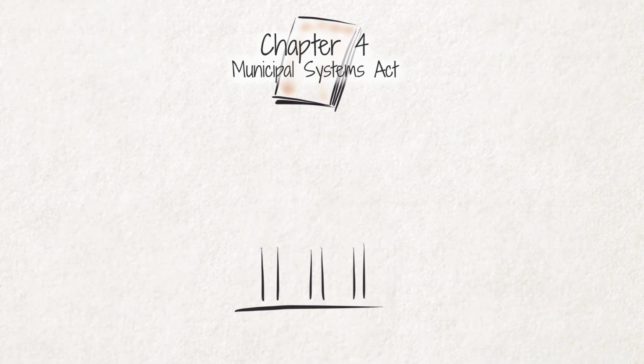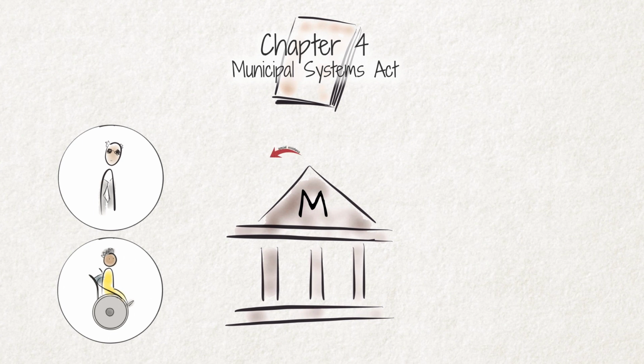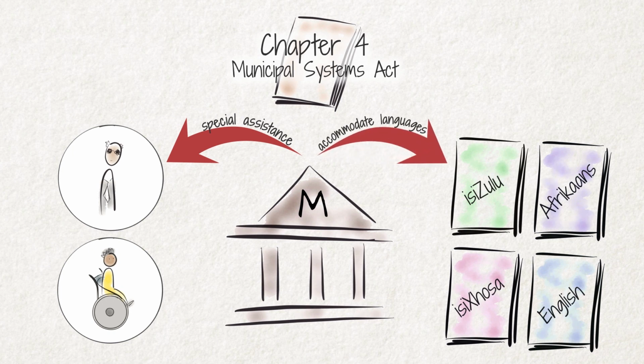The Act also requires that people who cannot read or write and people who have disabilities receive special assistance to be able to understand what is being discussed. It also requires municipalities to accommodate the language preferences of the community.